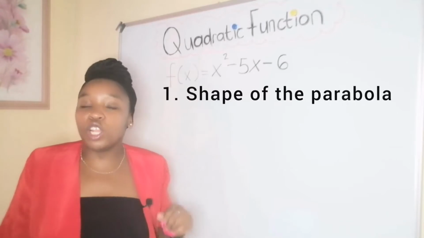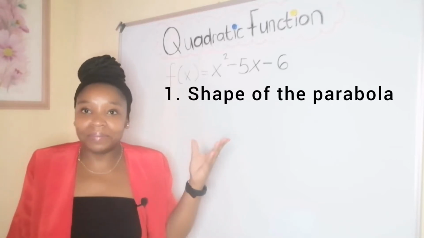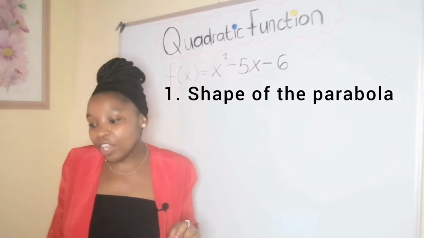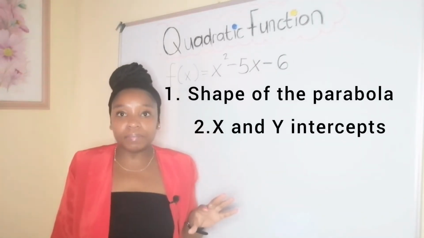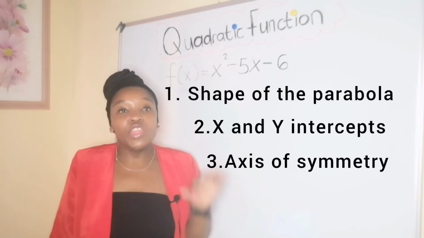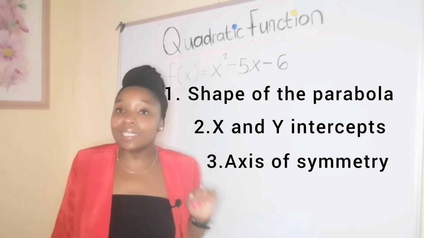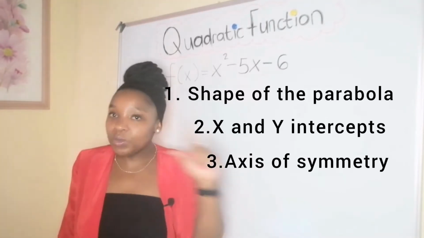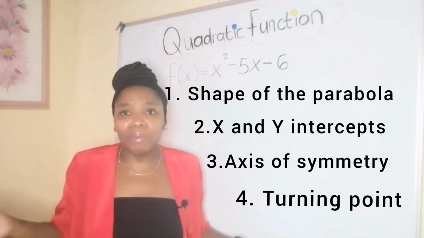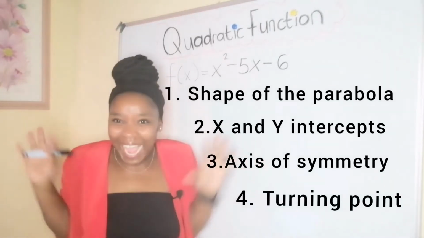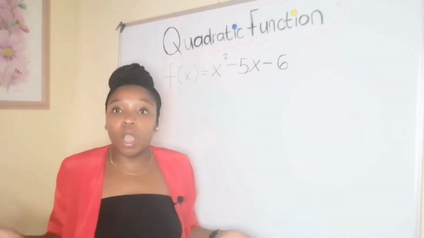The first thing that we're going to look at is the shape. The second thing that we're going to look at is our x and our y intercepts. The third thing that we're going to get is our axis of symmetry. And once we have our axis of symmetry, then we will be able to get the turning point, and we are done, right? Then we can simply draw our quadratic function.